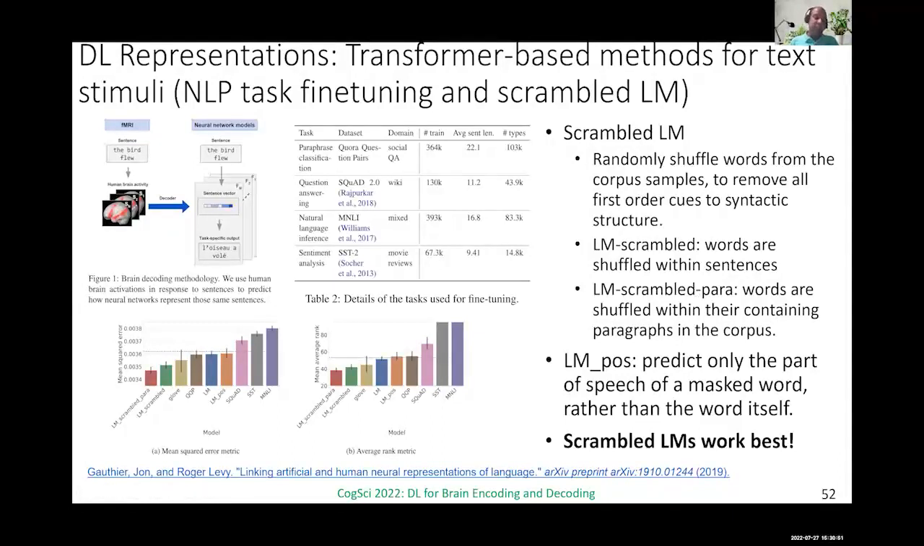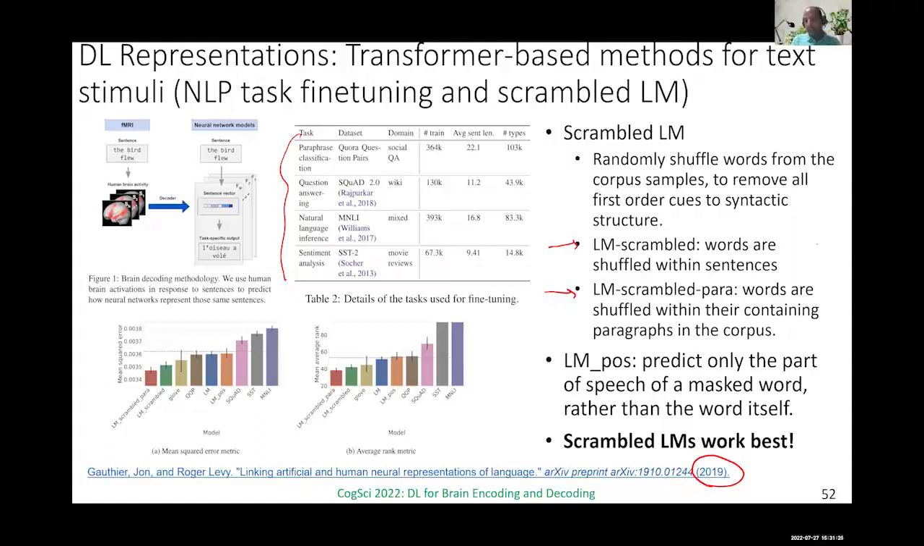So this is another work from 2019, where the authors took the original transformer, the BERT model, but did not take it as it is. They fine-tuned it for various NLP tasks, like paraphrase classification, question answering, various kinds of tasks, right? You fine-tune it for those tasks. You also take the original transformer-based language model and try to train it in two different ways: language model scrambled and language model scrambled para.